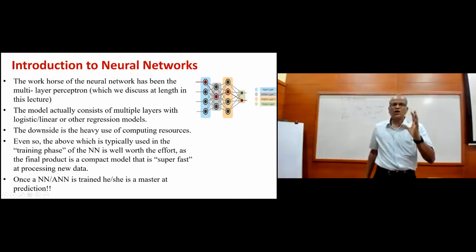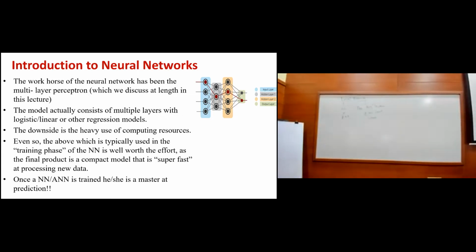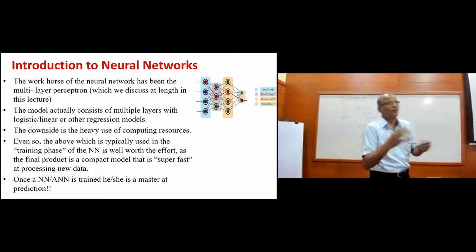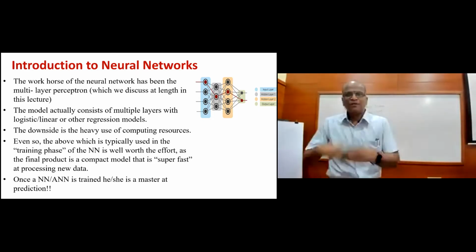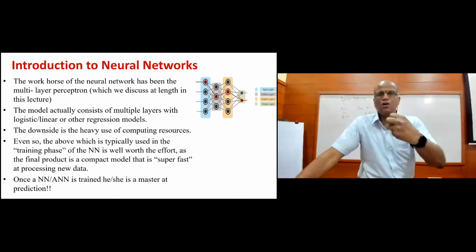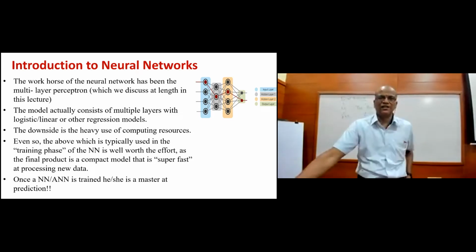Okay. The workhorse of the neural network is the multi-layer perceptron, which is shown on the right side. So much so, many people think that multi-layer perceptron is neural network. I mean, it is not so. They are not one and the same. But it is a workhorse of the neural network, which we'll discuss at length in this lecture.